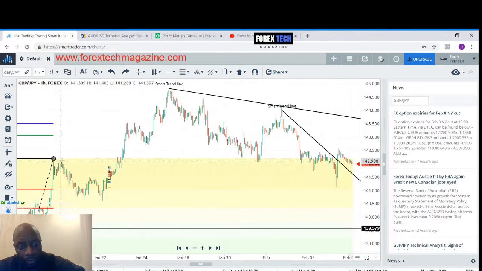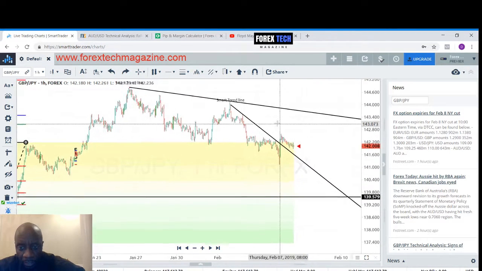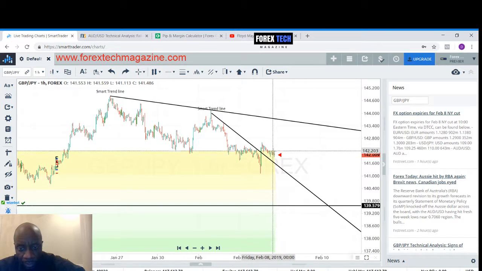This one right here is Great Britain Pound, Japanese Yen. This is another one that we had a really drastic pullback in. Price has crossed over this first initial buy zone line, this counter trend line. But as you can see, price has proceeded to move back down. It's kind of like walking this line, going back down.